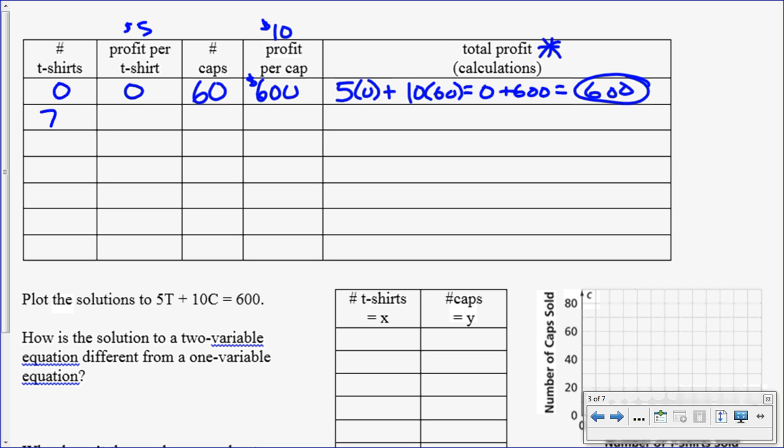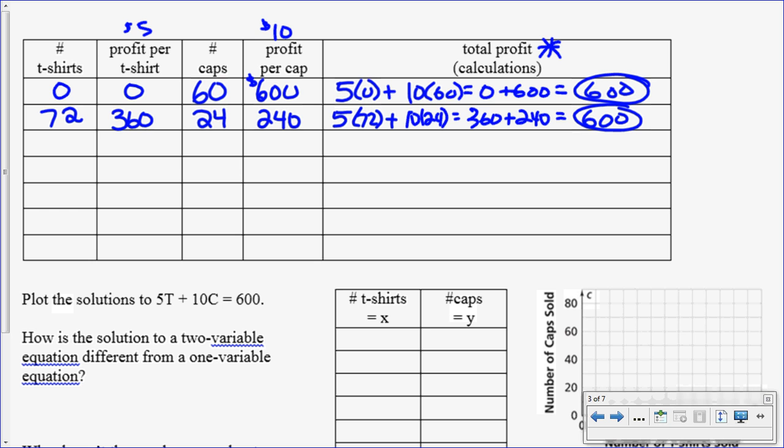Here's another one. All right, 72 times 5 is $360, and 24 times 10 is $240. And if I show that, 5 times 72 plus 10 times 24, you get 360 plus 240, and that equals $600. So there's another point that falls directly on the line that we're working with.